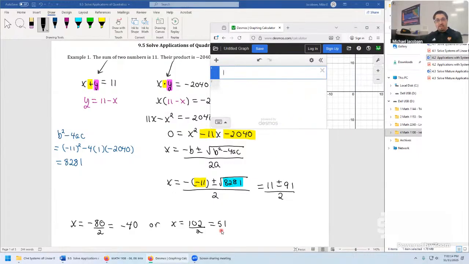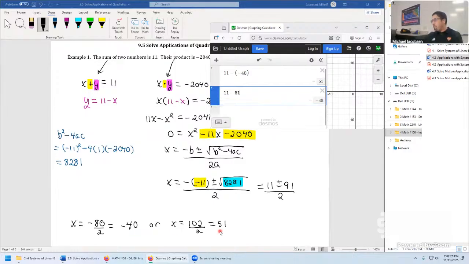Once you get your two x values, they plug inside here. So the answers are going to be 11 minus your first x value, negative 40. Your second answer is going to be 11 minus the second x value, 51. But notice what happens. There's a weird kind of symmetry in this problem. When we plug both these x values, negative 40, 51, into the equation for y, we get both of the x values, negative 40, 51, in reverse order.